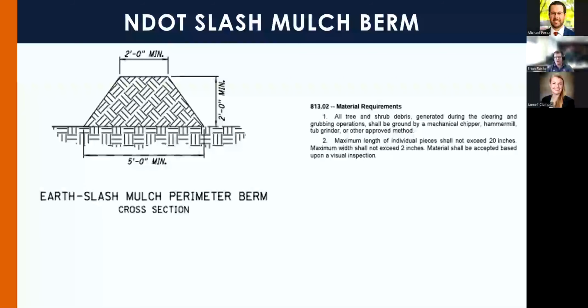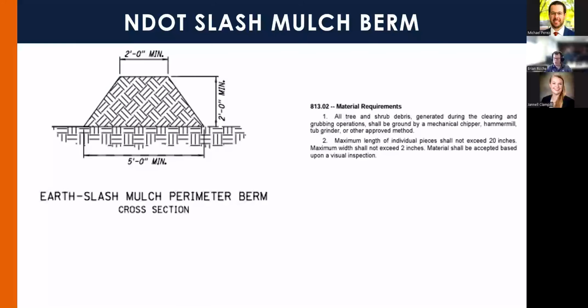We're moving on to our Nebraska DOT slash mulch berm. So this was part of a project where we tested basically all of the Nebraska Department of Transportation's commonly used sediment barrier practices. So here's their standard. They have a 2-foot minimum top, 2-foot minimum height, and a 5-foot minimum width. But a lot of their specifications recommend a 3-foot by 6, so the same dimensions as those Alabama Power berms. And they had a material requirement you can see here with a maximum length not to exceed 20 inches and maximum width not to exceed 2 inches. So we made sure that the material we used fit the standards.